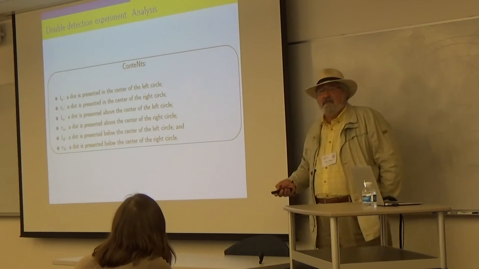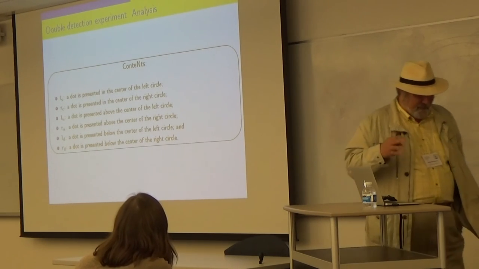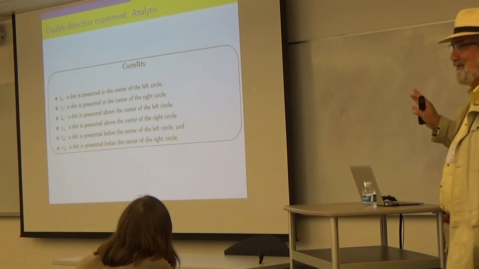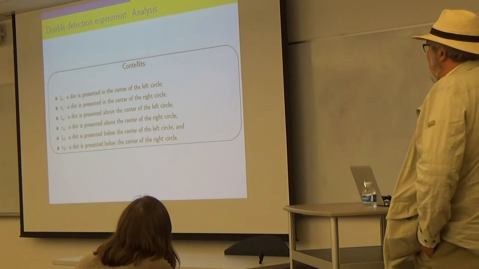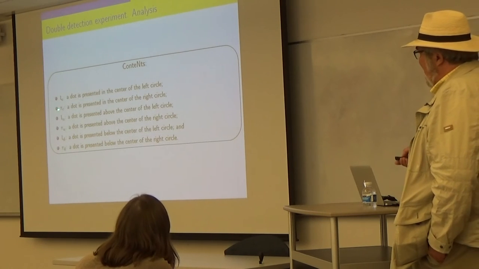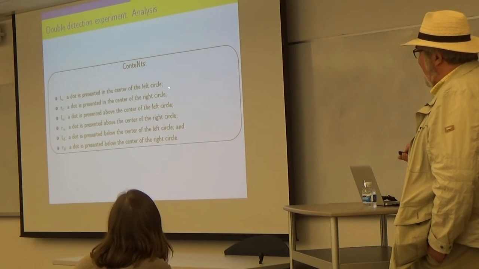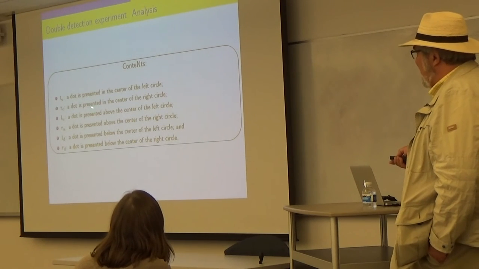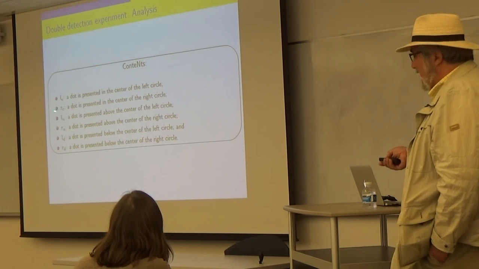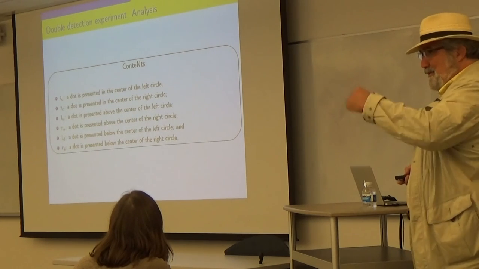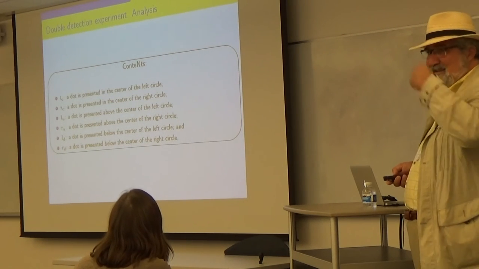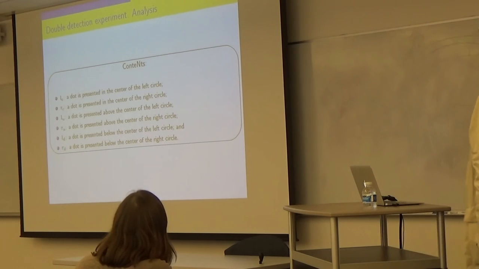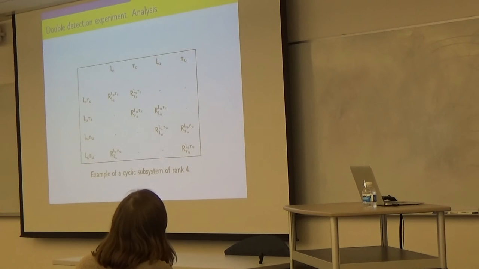And these are the objects being measured, corresponding to the letter Q in the general presentation of the random variables. So it is what we measure. A dot presented in the center of the left circle is one object that's being measured. Or a dot presented in the center of the right circle is another object being measured. And the measurement simply means the response yes or no: eccentric, or in the center.